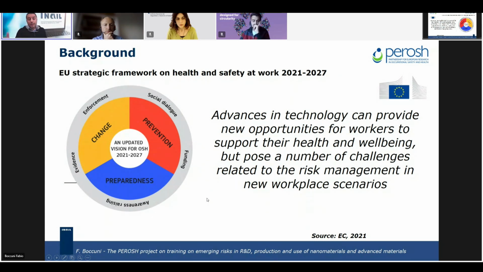Training activities are also in line with the European strategic vision and framework on health and safety at work, because training activities are useful to prevent risk, but also to protect workers, in order to promote safety and health with regard to emerging risks, in particular the safety and sustainability of new and emerging risks in new workplace scenarios.